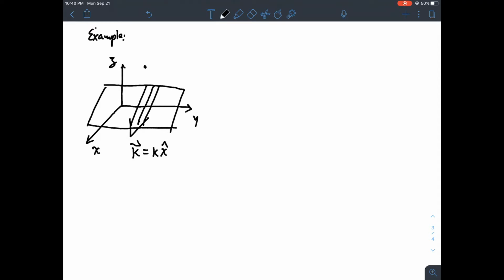So the way to see that: there shouldn't be an x component, because the magnetic field should be perpendicular to the surface current, and the surface current is along the x direction, so Bx should be 0. And then you can also see that Bz should be 0.